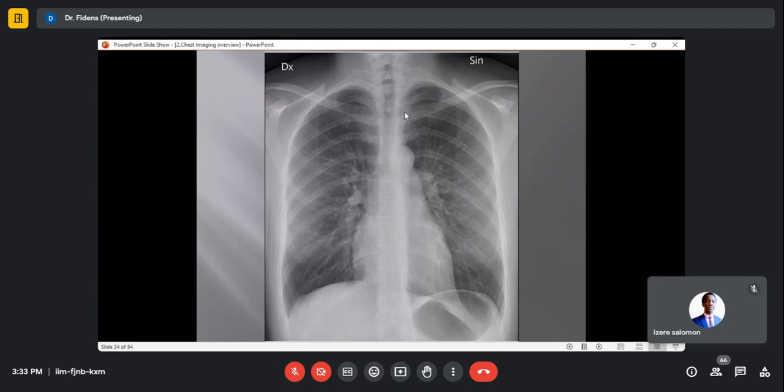For rotation, the film should be symmetric. We say that it is symmetrical when the distance from the spinous process line is equal. Look here. This is the spinous process, the line made by the spinous processes. Can you see the line?